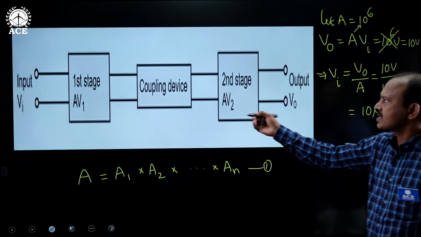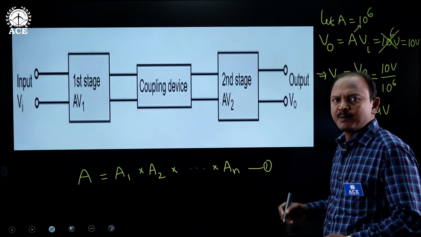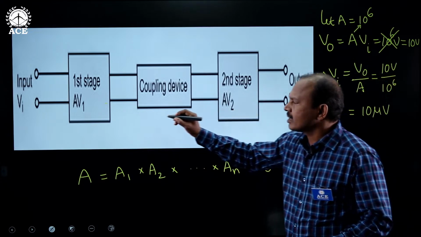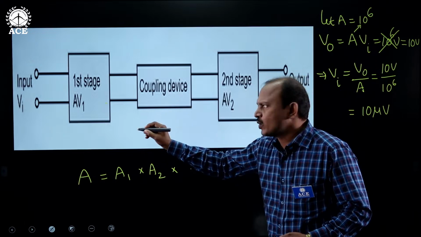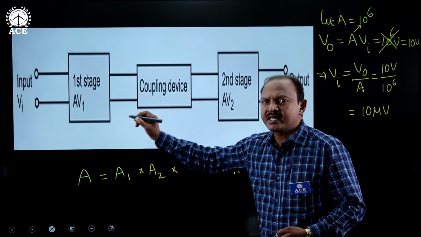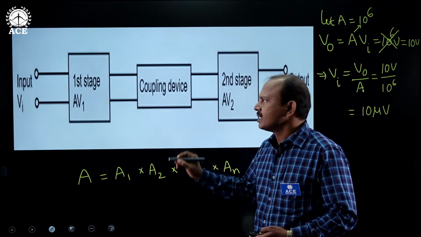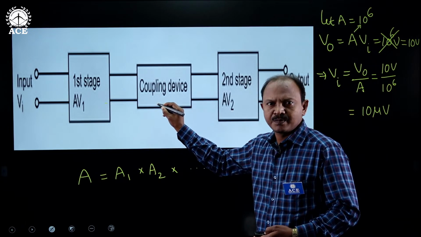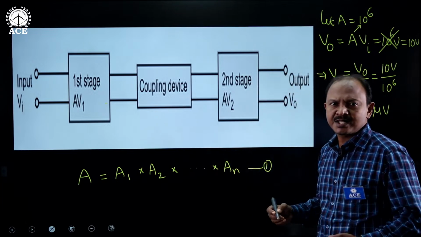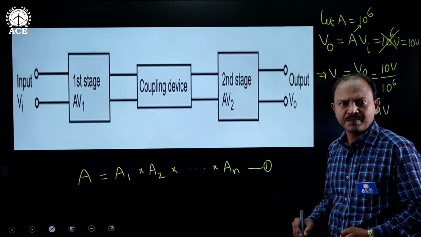Now, if you look at this simple block diagram of a multi-stage amplifier which I have shown in this slide here, when we are cascading stage 1 and stage 2, stage 2 is connected or coupled to stage 1 by means of a coupling device. We have to use a coupling device to interconnect different stages of amplifiers.